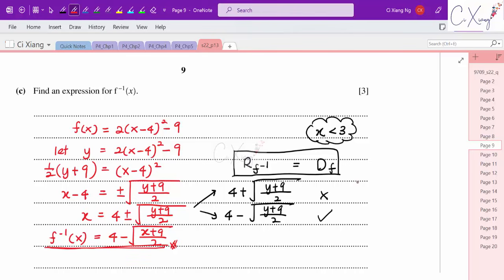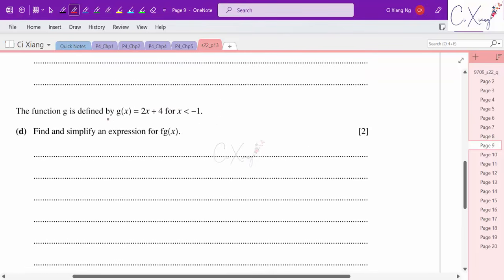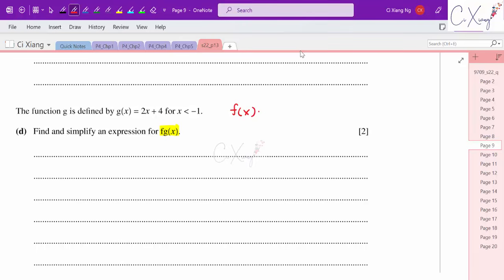And now let us proceed to part D. For part D, the function g is defined by 2x plus 4 for this domain. They want us to find and simplify an expression for fg(x). This is a composite function. Let me recall my function f(x) from just now. If I use the completed square form, I will have this as my function f(x).